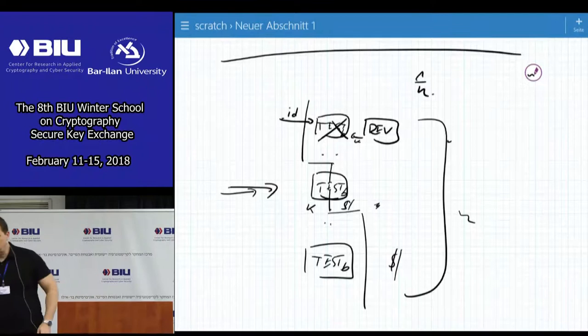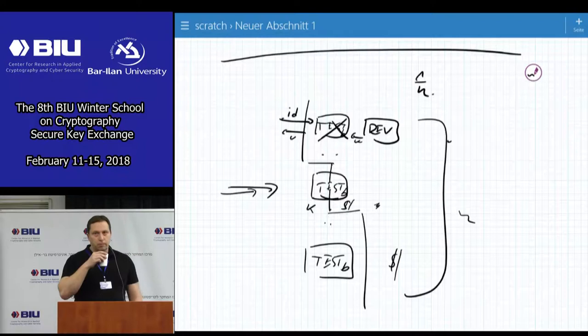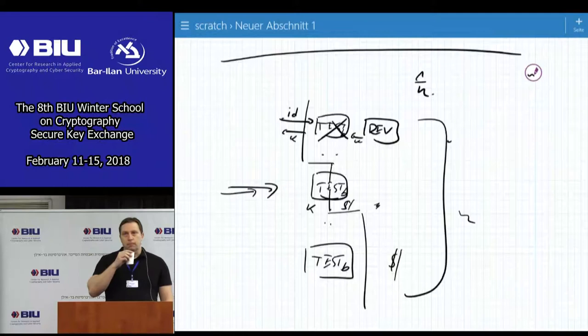I mean, this is how you would, for example, do it for encryption. Dependent chain in what sense?